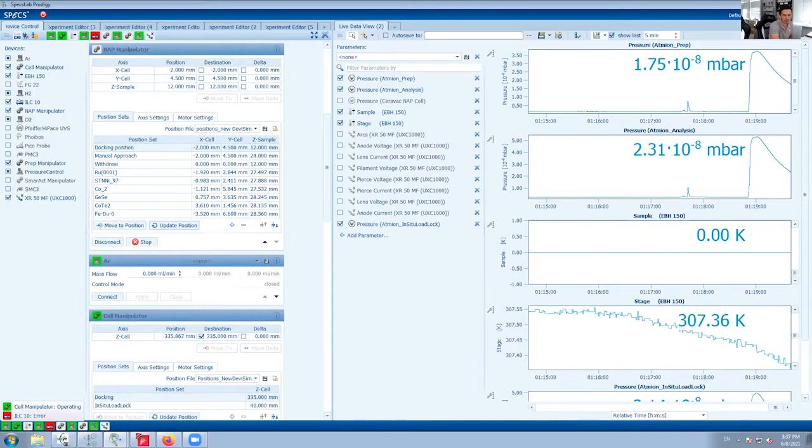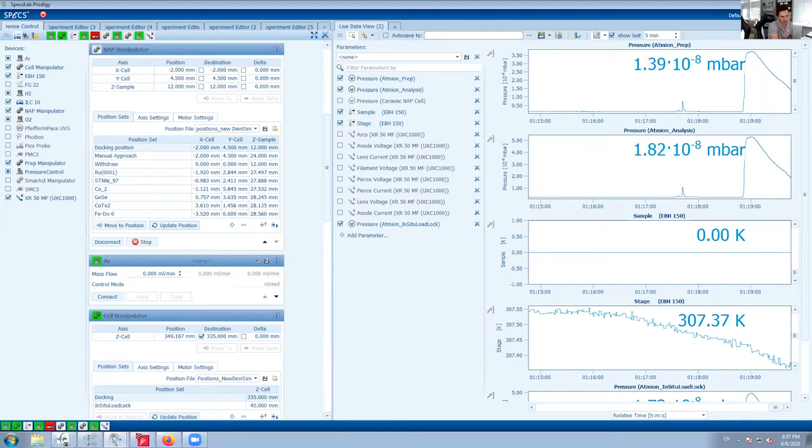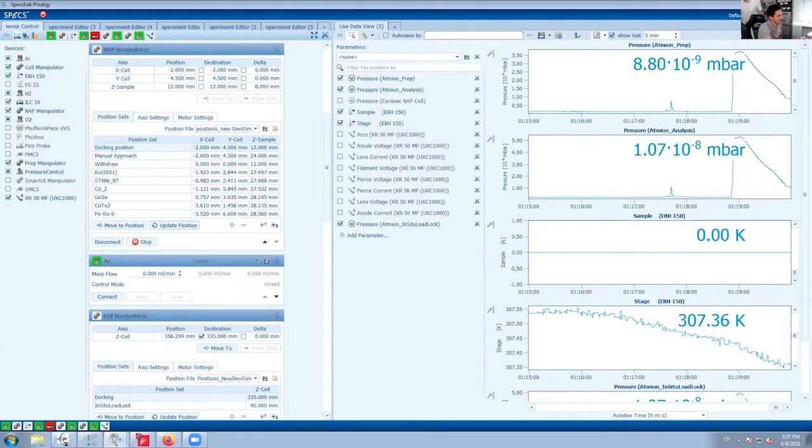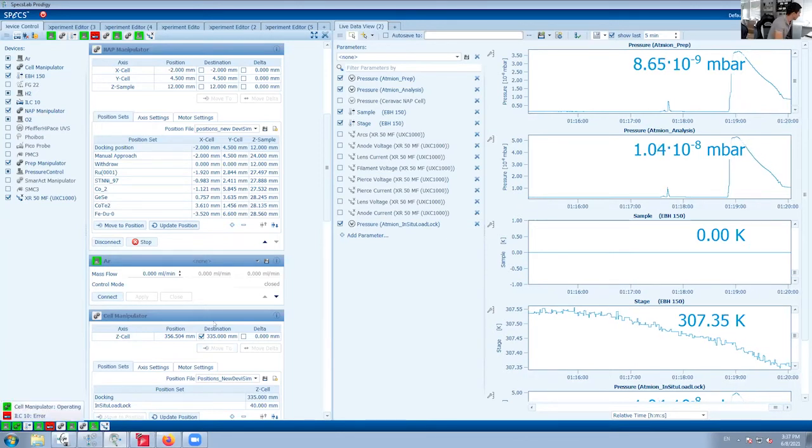Usually when we do experiments with somebody, all these operations are done by us, not by the users. Also, other colleagues who work with us here usually don't do this manipulation with sample and cell because it's quite dangerous, quite easy to break something. However, just to understand how it is done, I think it's good. Okay, so we lock.